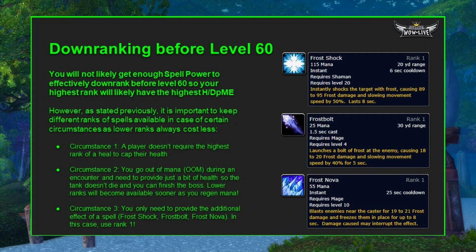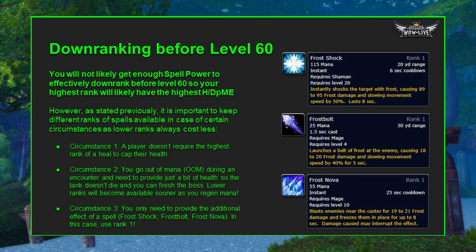Now, before we get into how to weight HPME versus HPS, we should talk about downranking before level 60. You will likely not get enough spell power to effectively downrank before level 60 or at high levels, so your highest rank will likely have the highest HPME or DPME as well as the highest HPS or DPS.